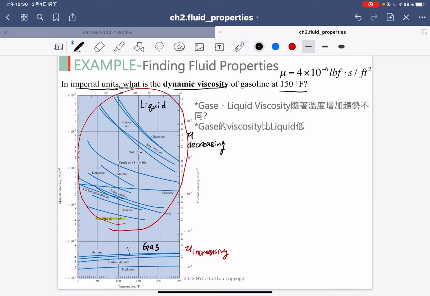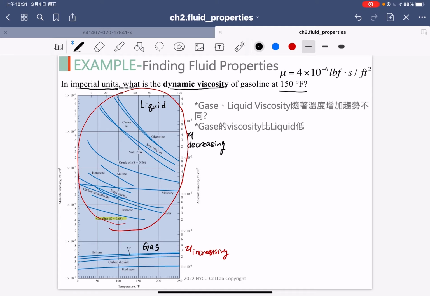And the second conclusion is that the viscosity of the gas is always smaller than the liquid, right? Because all of the lines for the gas are lower than the liquid. So two important things: there are different trends for the liquid and the gas material, and the viscosity of the gas is always smaller than the liquid.